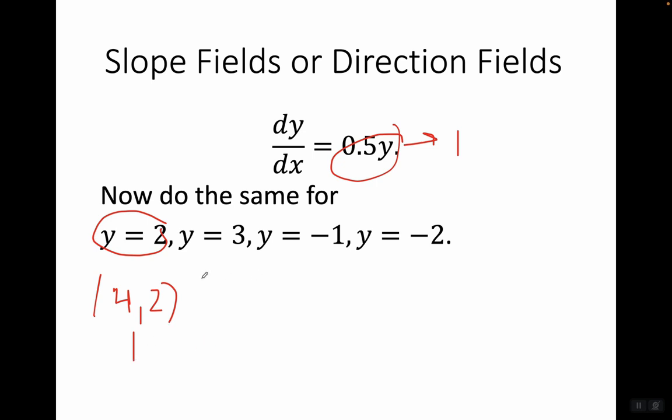So for all of these, the derivative dy/dx is going to be half y. Here, that's going to be 1. When y is 3, that's going to be 1.5. For any point where y is -1, the derivative is going to be 0.5 times -1, in other words, -0.5. And whenever y is -2, the derivative is going to be 0.5 times -2, in other words, -1. So let's go ahead and graph those points.